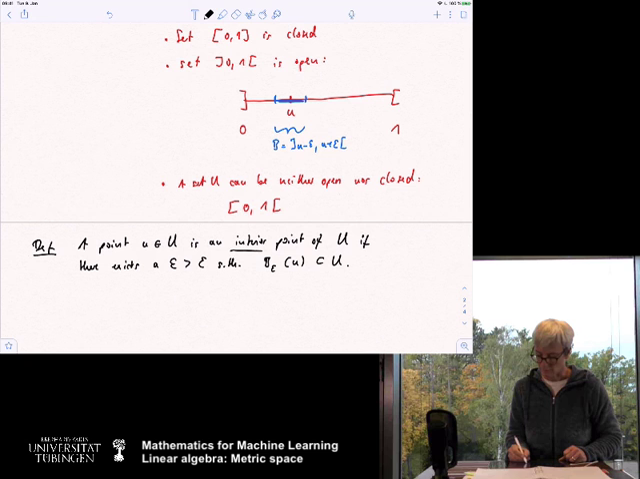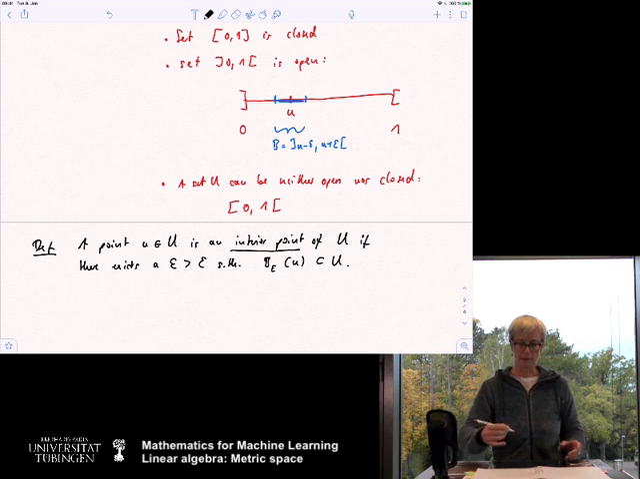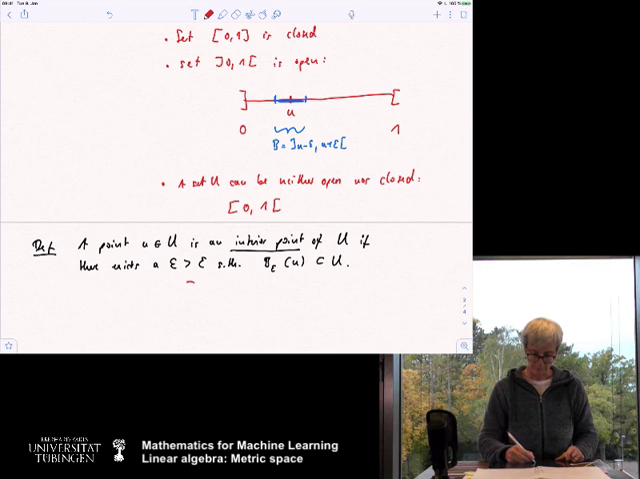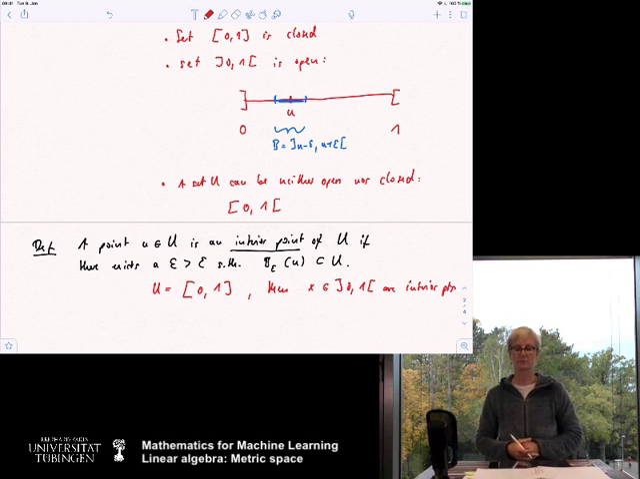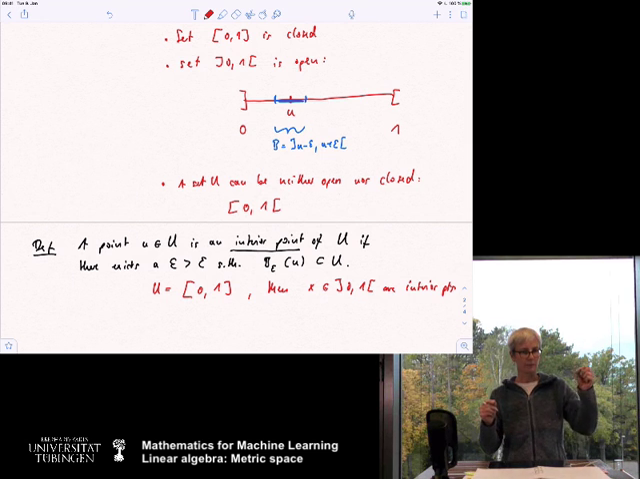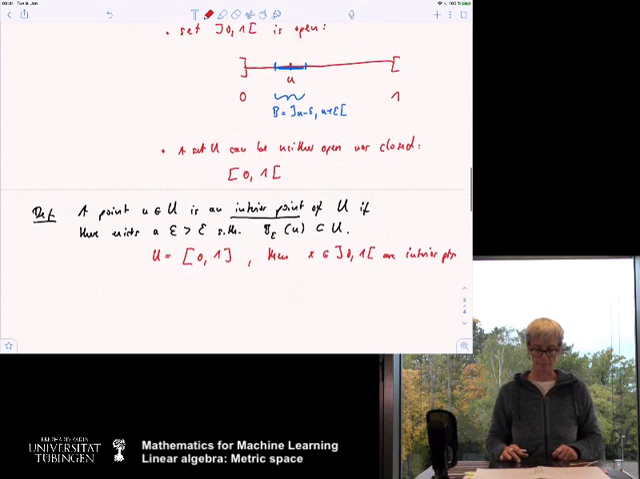Just looking at the interval, for example, if we have the set U which goes from 0 to 1, then all the points x which are in the open interval 0, 1 are interior points. The only 2 points in this interval which are not interior are the 0 and the 1, because, as I've already said, we cannot fit a little epsilon ball around them.